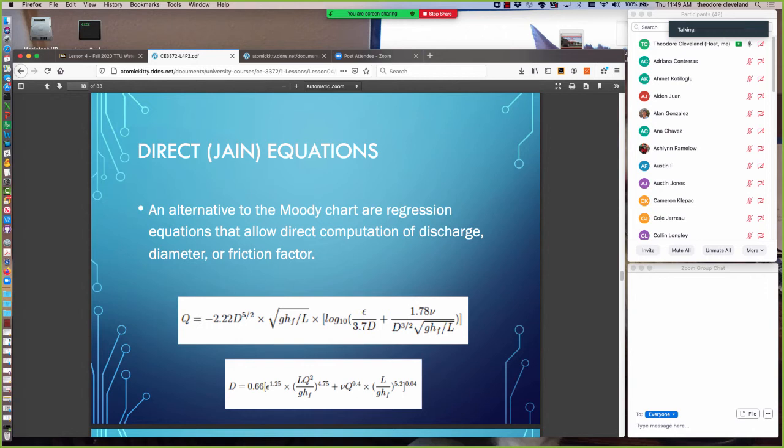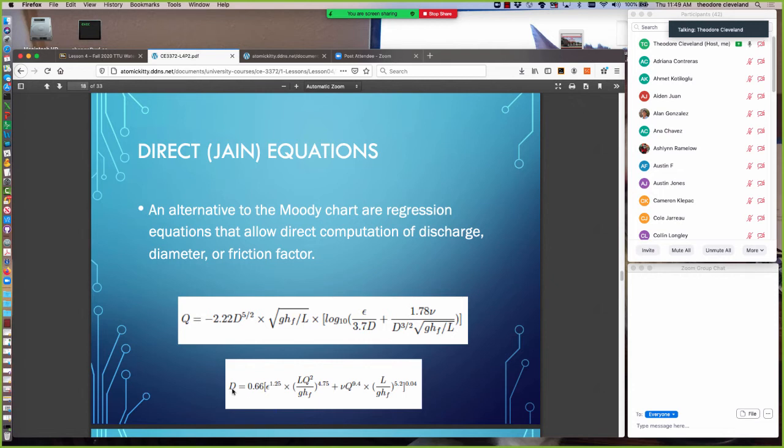Swamy-Jain equations. If you say that in hydraulic context, most people that are knowledgeable will think that these are what you mean. So there's one that calculates discharge given diameter, head loss, length, roughness height, and viscosity. And actually this H sub F divided by L happens to be the slope of the energy grade line. Sometimes that is how these are referred to.